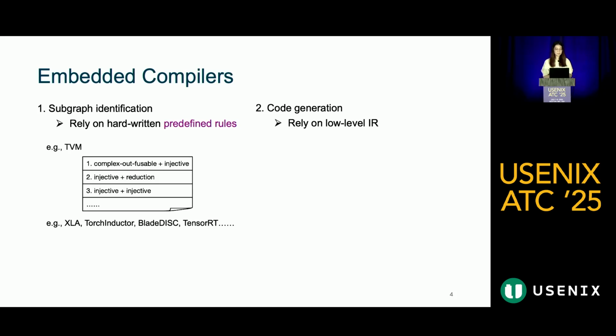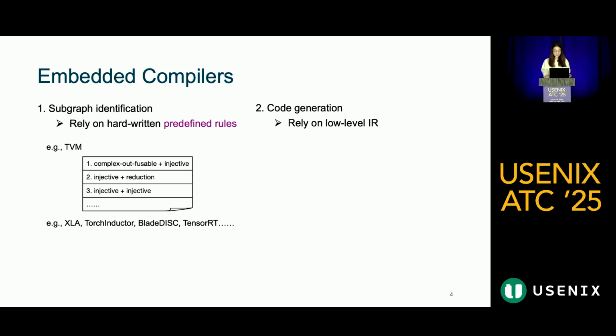The embedded compiler builds all the modules inside the compiler itself, so users can't easily customize how they work. For subgraph identification, they mostly rely on hand-written predefined rules. For example, TVM groups operators into types like complex-out-fusible, injective, and reduction, and then applies some specific fusion rules. But if users want to change these rules, they have to dig into the compiler's implementation, which is not practical. And many ML compilers today follow this embedded mode.